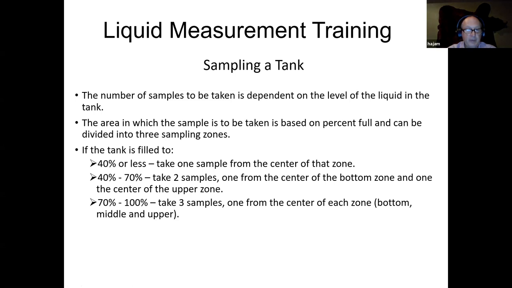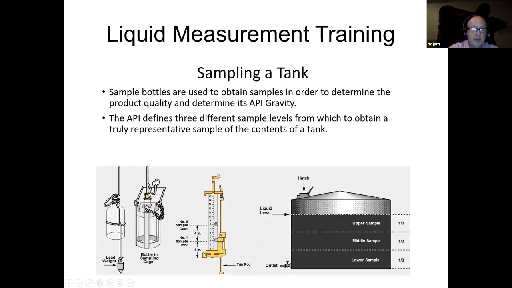The examples given here are very simple; it's all based on how full the tank is, and therefore you want to take a thief. Here's an example of a sample thief, and here are the levels, or the areas, in which you need to take the sample: the upper area of the tank, the middle sample area, and the lower sample area. These are the devices we use to grab those samples. Each sample is brought to the surface and poured into sample bottles that then go back to the lab to be analyzed.